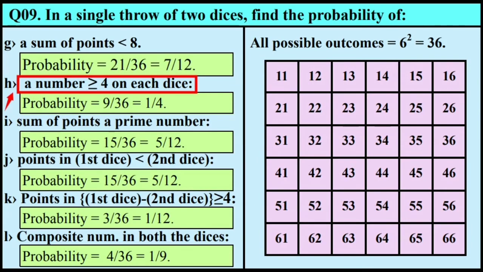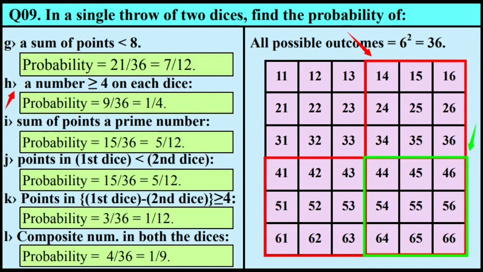Number H. Find the probability of getting a number greater than or equal to 4 on each dice. Row number 4, row number 5 and row number 6 say that the points obtained in the first dice is either 4 or 5 or 6. Column number 4, column number 5 and column number 6 say that the points obtained in second dice is either 4 or 5 or 6.